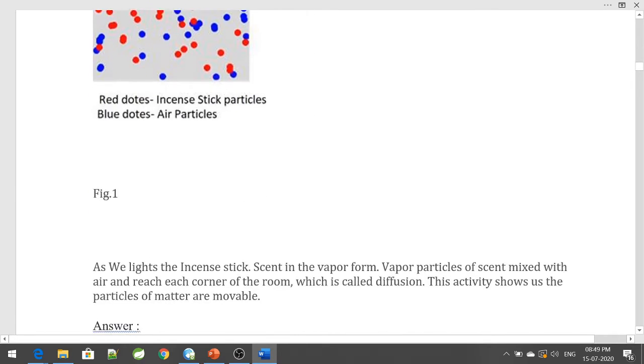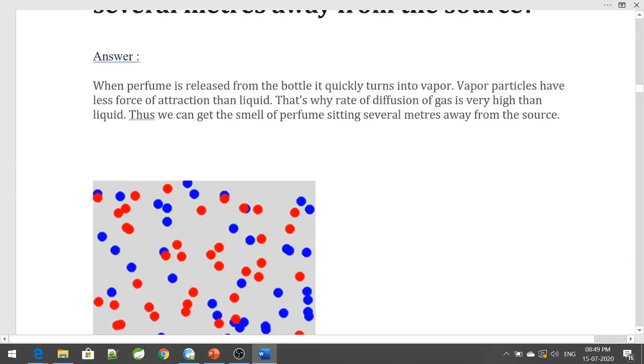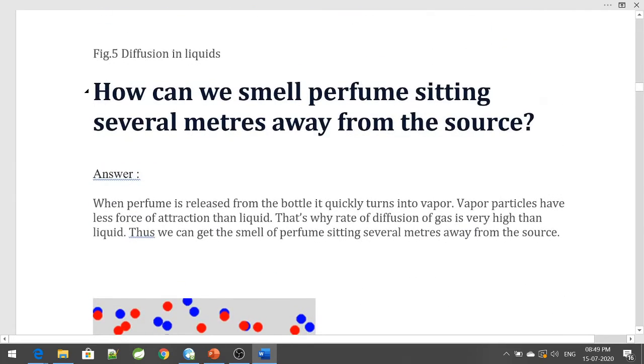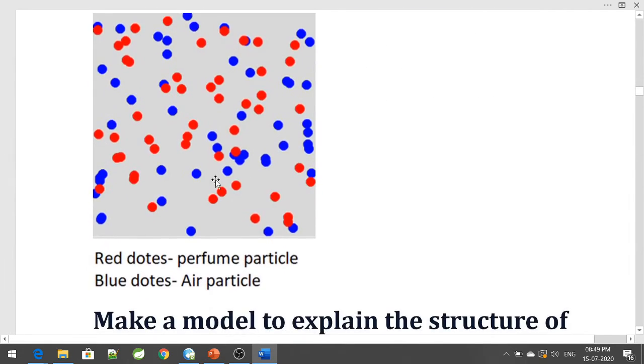Diffusion in the incense stick. This is also the same. Now this is how can we smell perfume sitting several meters away from the source. So you can also write this answer or this diagram also.